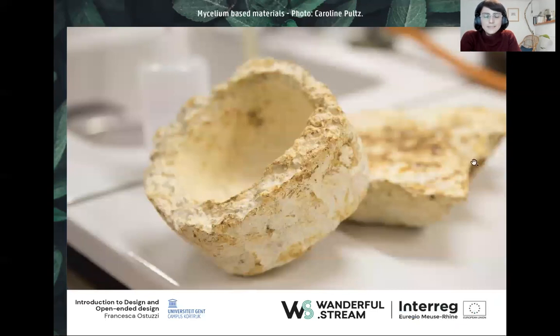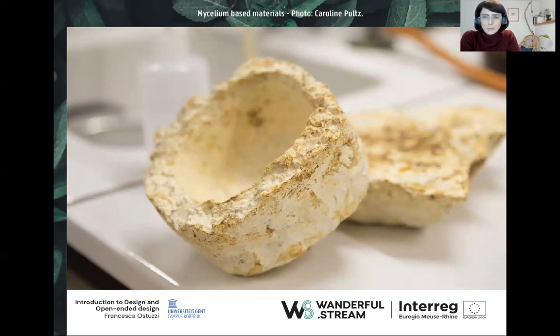Another example is to use also different materials. Why is this so interesting? So in the picture, you see a mycelium-based material. Mycelium is the vegetative part of the fungi. So mushrooms are the fruits of mycelium. And why is it so interesting? Because it's a very natural material and it's fully biodegradable and compostable.